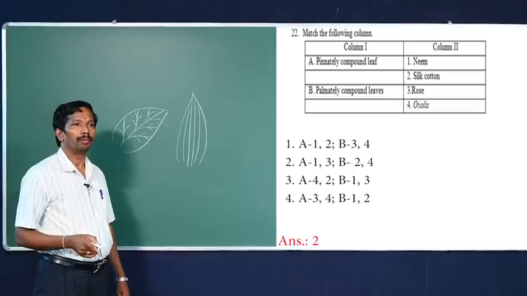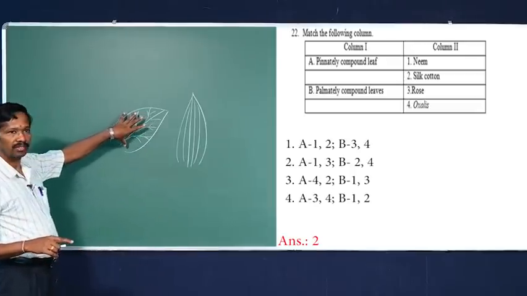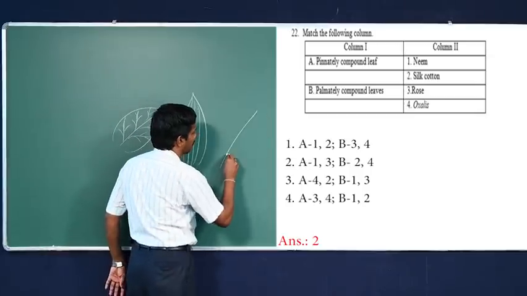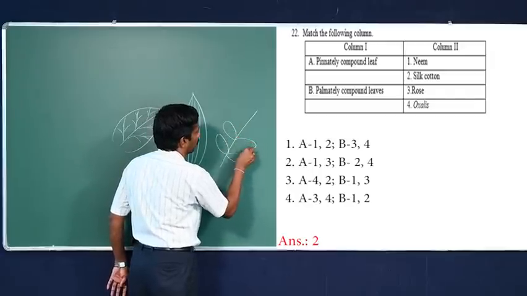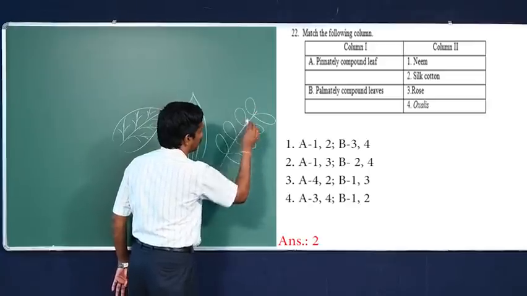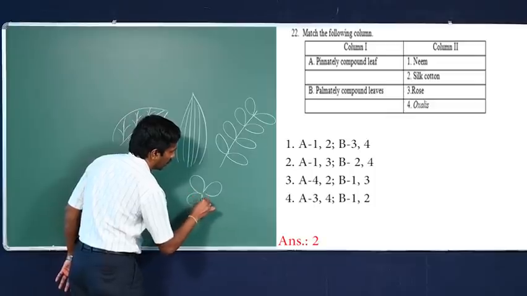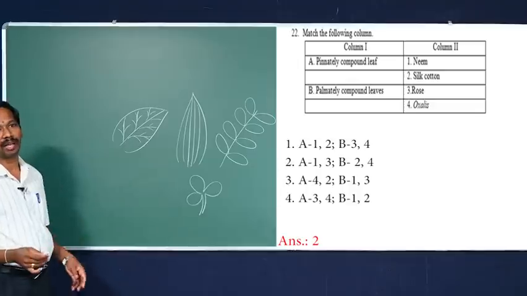But remember the types of leaf: when the leaf lamina is not dissected, it is called a simple leaf. When the leaf lamina is dissected into leaflets at different points, it is called a pinnately compound leaf, and when it is dissected into leaflets at a particular point, it is called a palmately compound leaf. Answer is 2 with the specific examples.